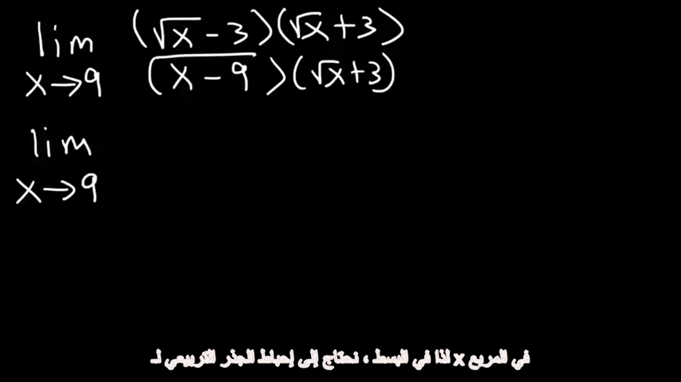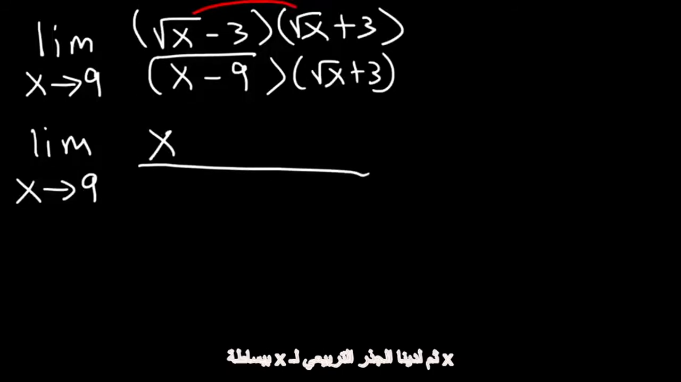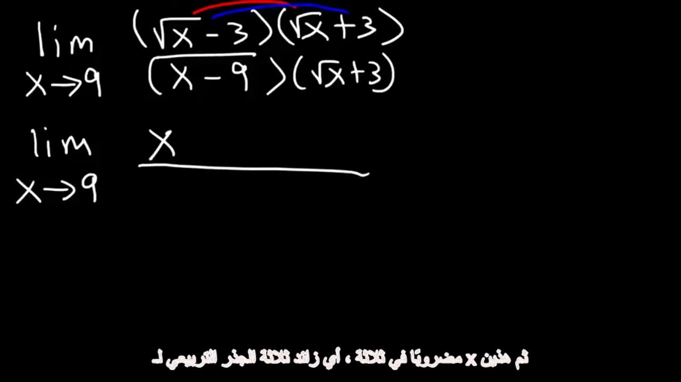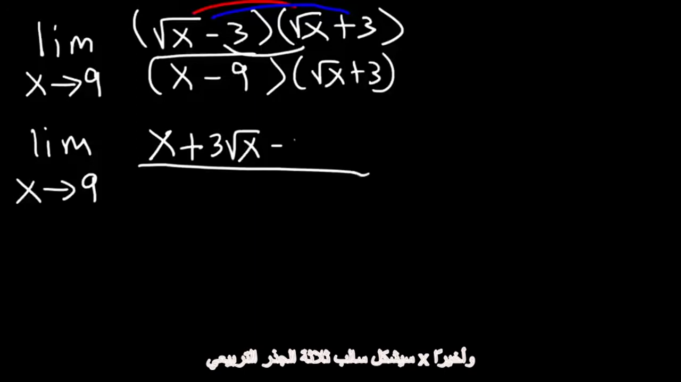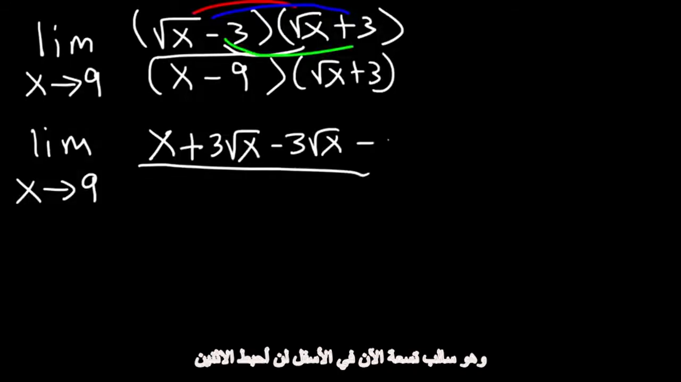So in the numerator, we need to FOIL. So the square root of x times the square root of x is the square root of x squared, which is simply x. And then we have the square root of x times 3. So that's going to be plus 3 square root x. And then these two will form negative 3 square root x. And finally, we have negative 3 times positive 3, which is negative 9.